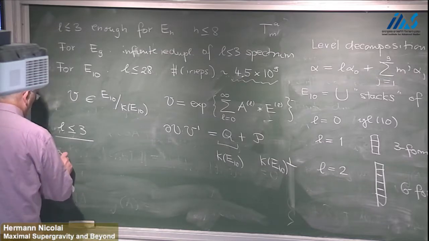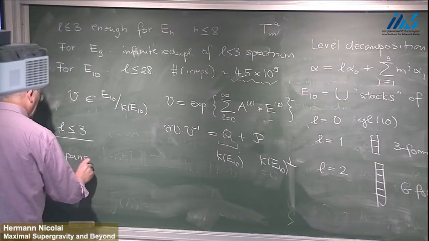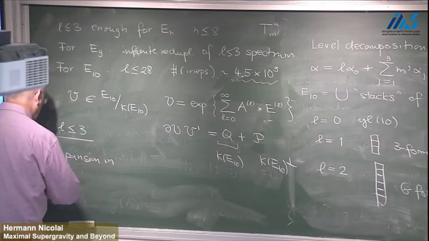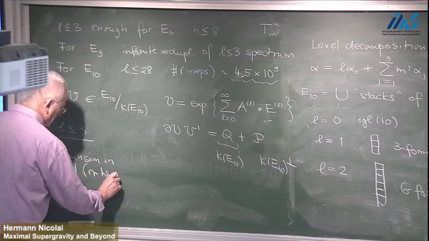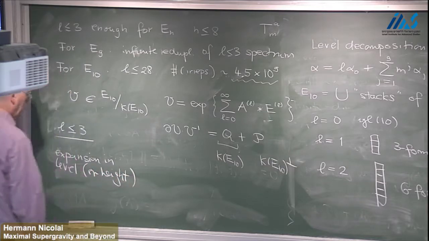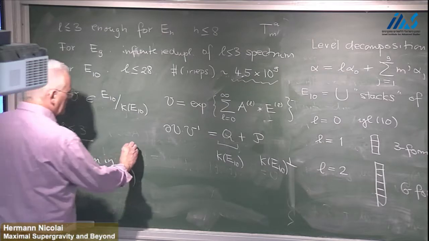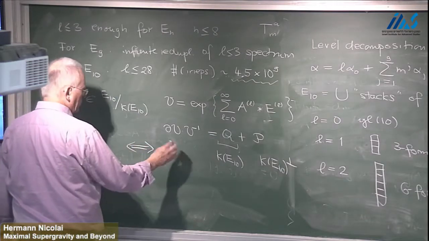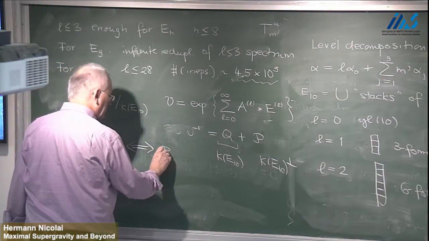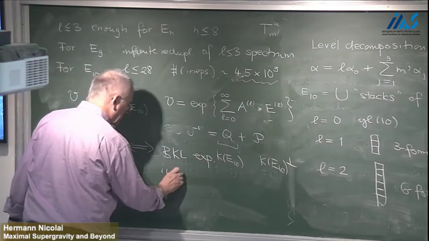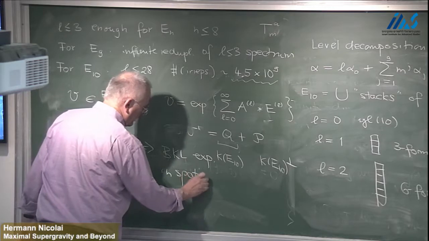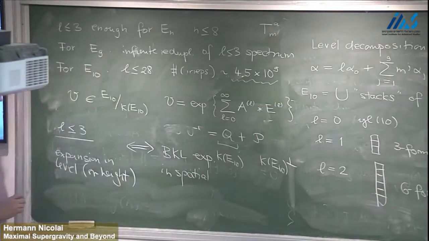So here we have an expansion in level or height of the root, and this gets mapped to a BKL type expansion in spatial gradients.